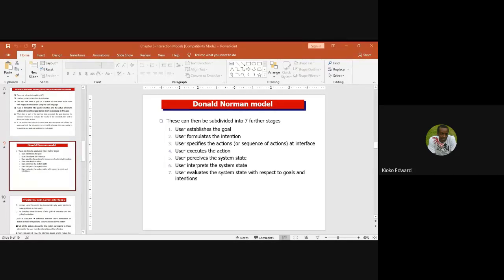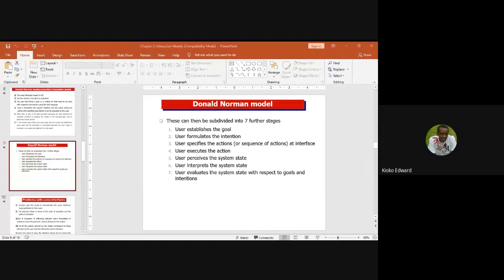Okay, I can see Tony. How does the user perceive the system in number 5? Perceiving the system simply means you are trying to understand the change that has occurred on the system. What this model is trying to do, there's some part being done on the execution.